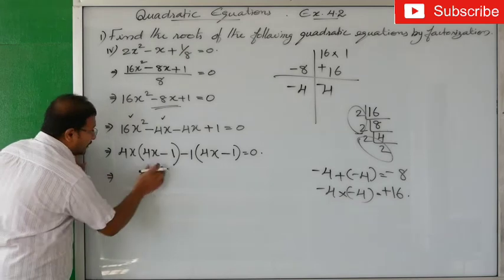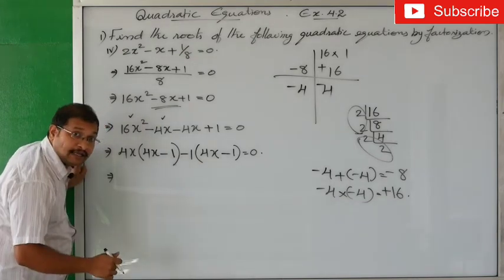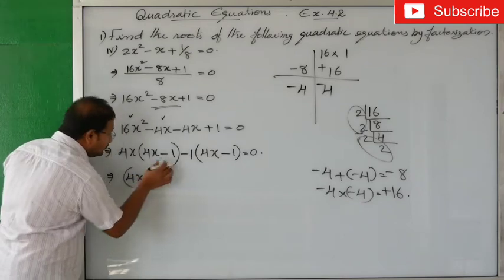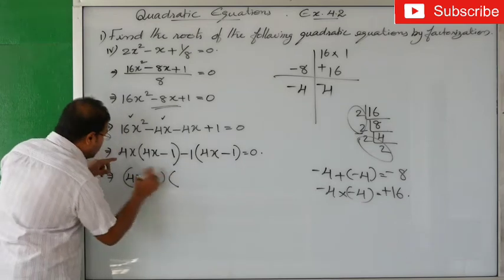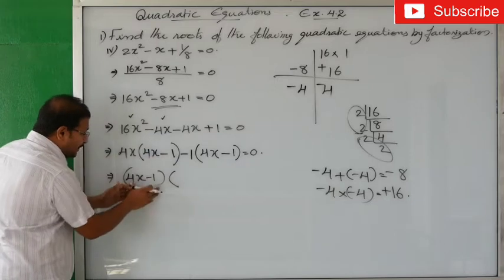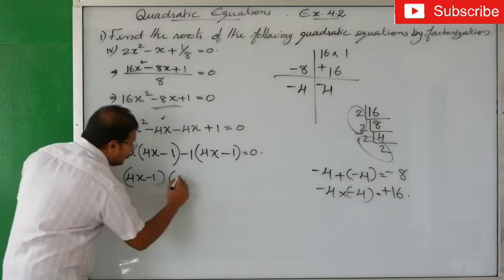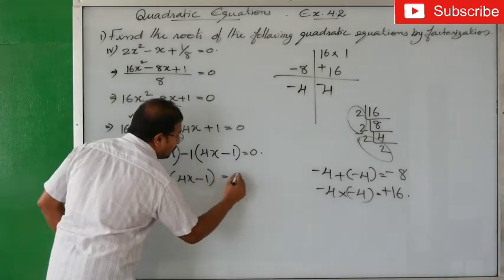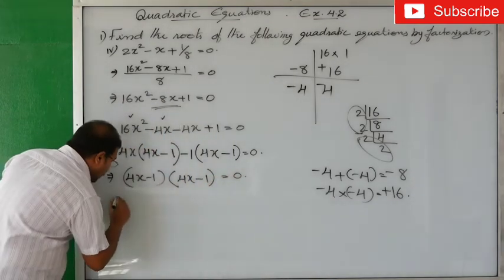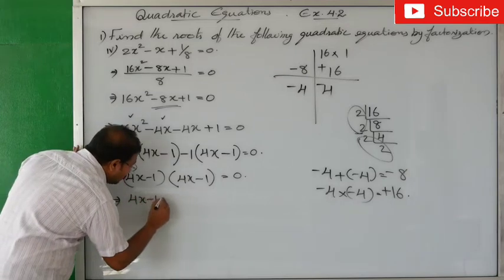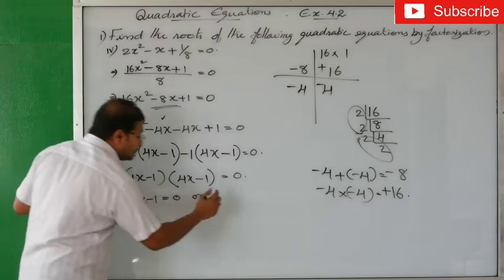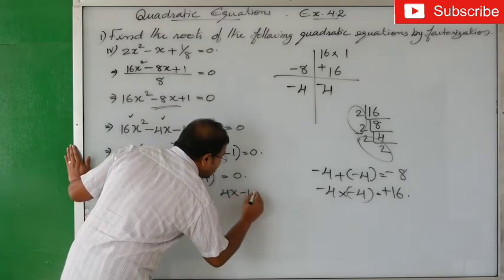Now see the brackets. Are the brackets the same? Yes. That means what will you write? 4x minus 1, that's common. And what is the balance here now? From these two, we took already here. So the balance is 4x minus 1 equals 0. This implies 4x minus 1 equal to 0, or first part equal to 0, or second part, what is that? 4x minus 1 equal to 0.